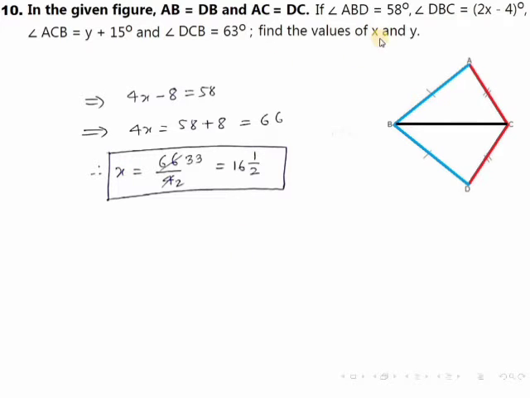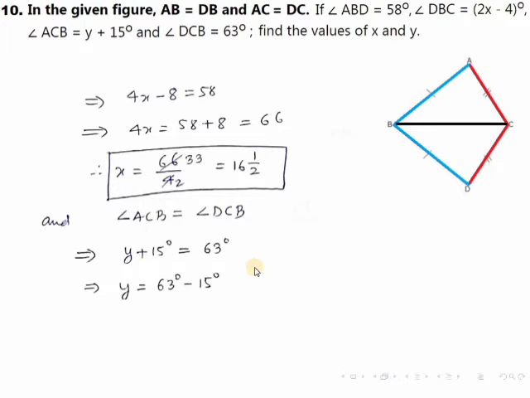Now we need to find the value of y. We know that by CPCT angle ACB is equal to DCB. Angle ACB is given as y plus 15, and angle DCB is given to be 63 degrees. So let's find the value of y. You get the value of y to be 48 degrees out here. You may pause the video and note down your solution.